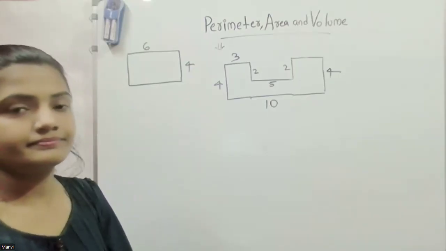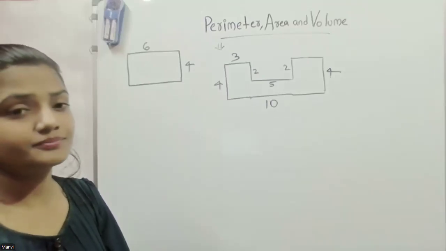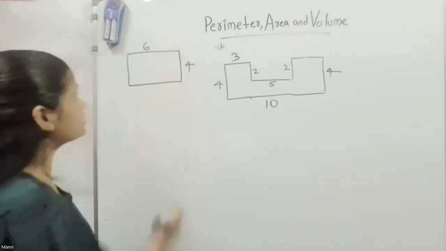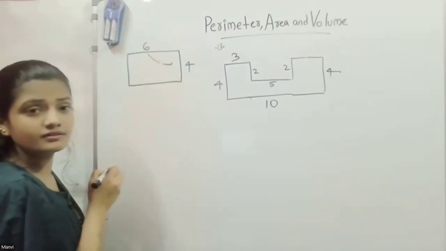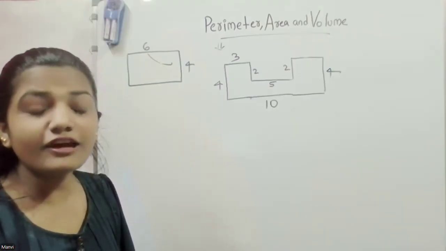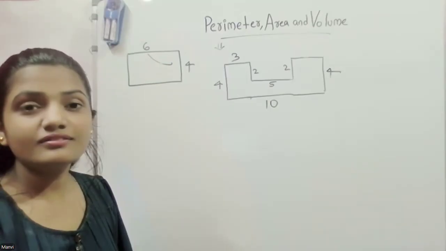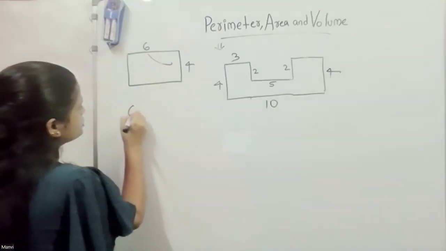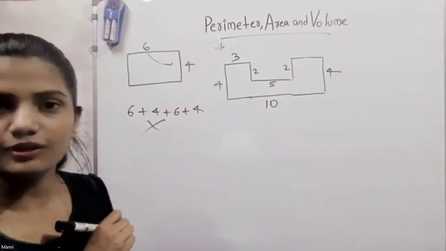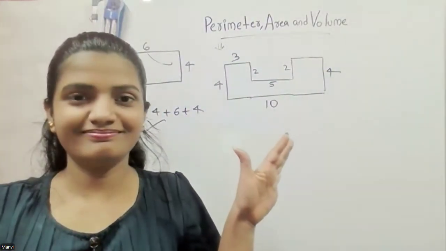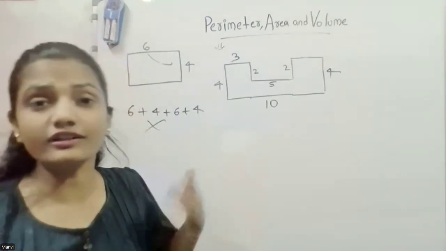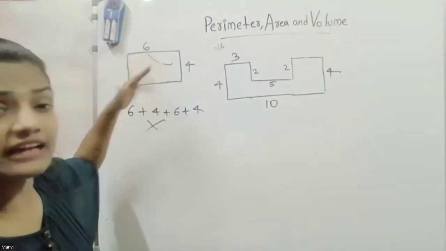Kavya, please stop. You are taking so long. Very easy thing. What you need to do is just 6 plus 4, which is 10, and times this by 2, 20. Very easy. Why are you taking so long? Don't do it this way, 6 plus 4 plus 6 plus 4. Try to do it smartly. We know what perimeter is: the sum of adjacent sides times 2.